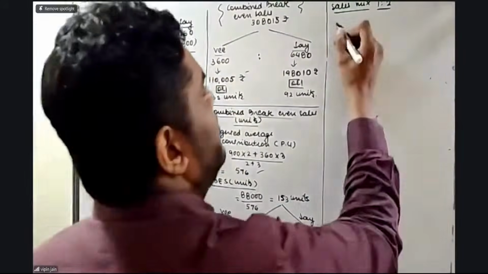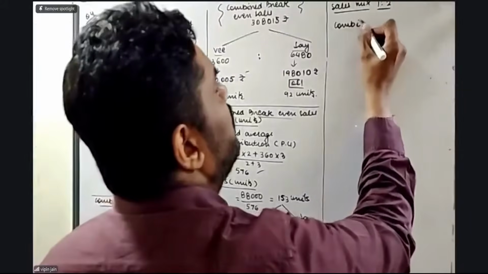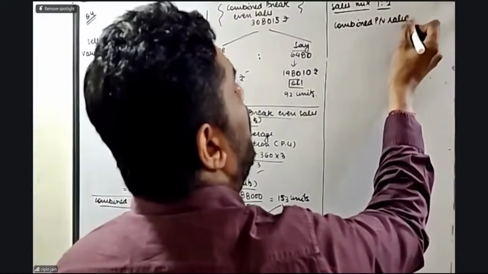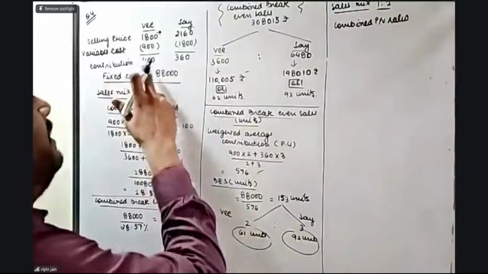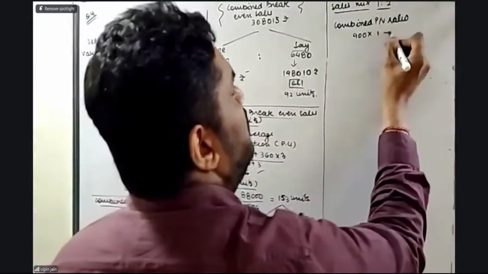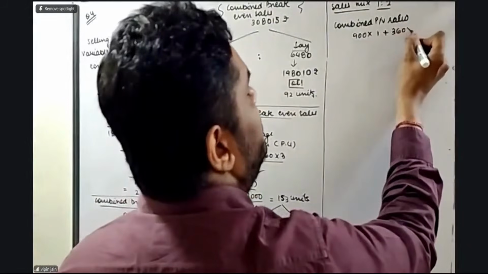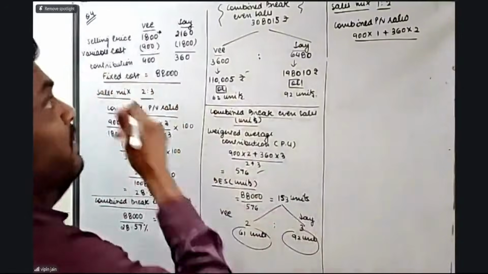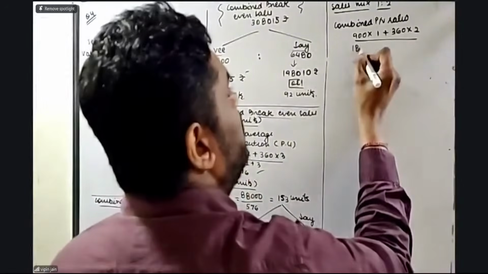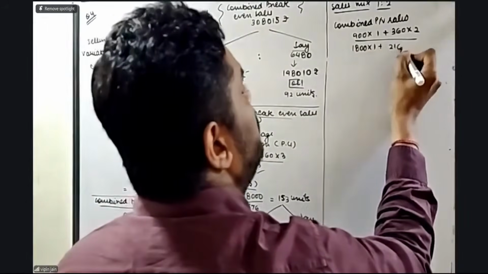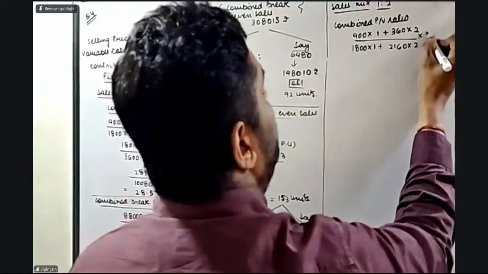So let's calculate the combined PV ratio. 900 into 1 plus 360 into 2, divided by 1800 into 1 plus 2160 into 2, into 100.